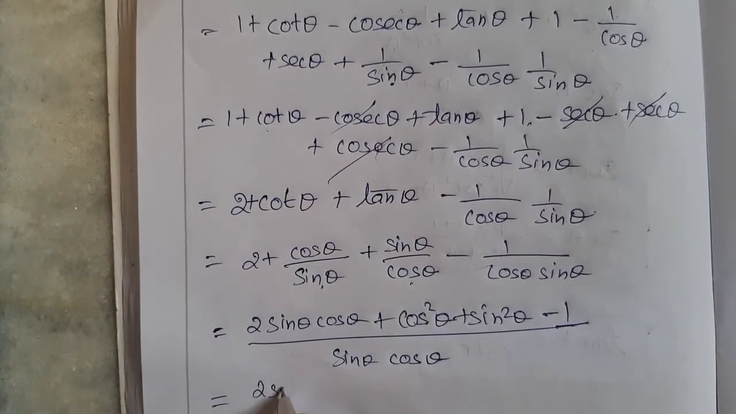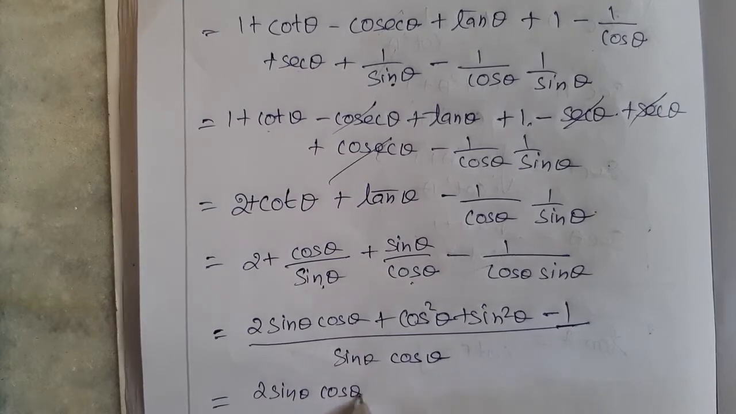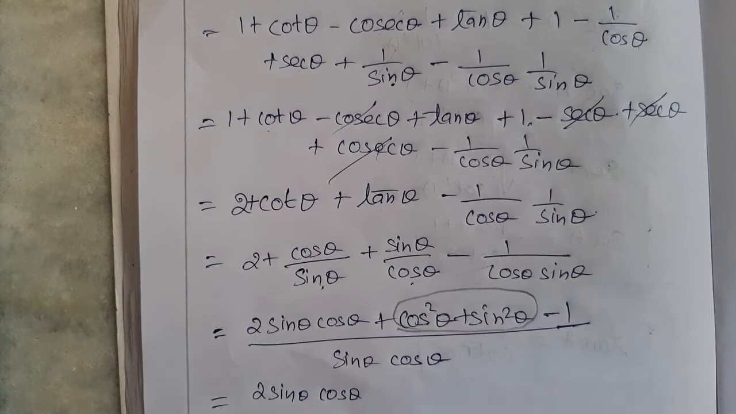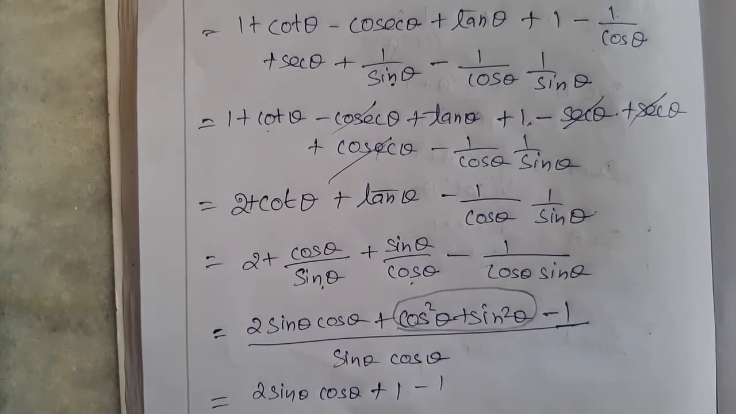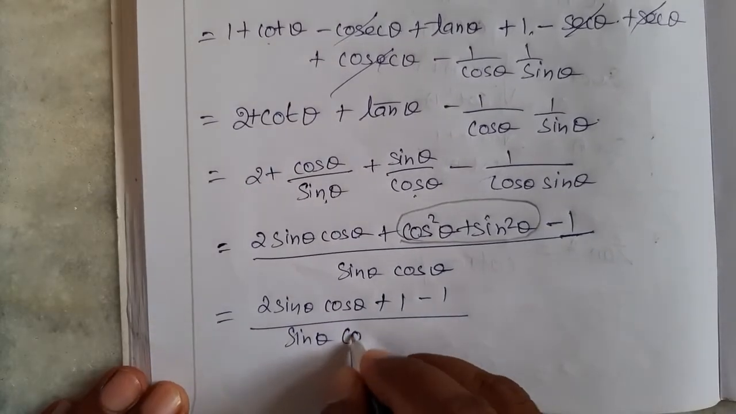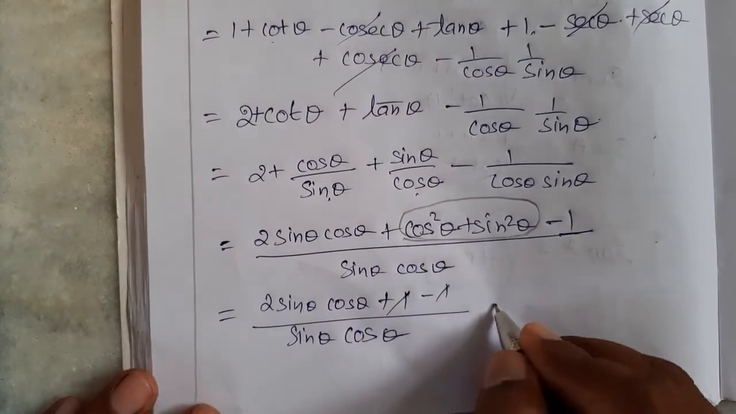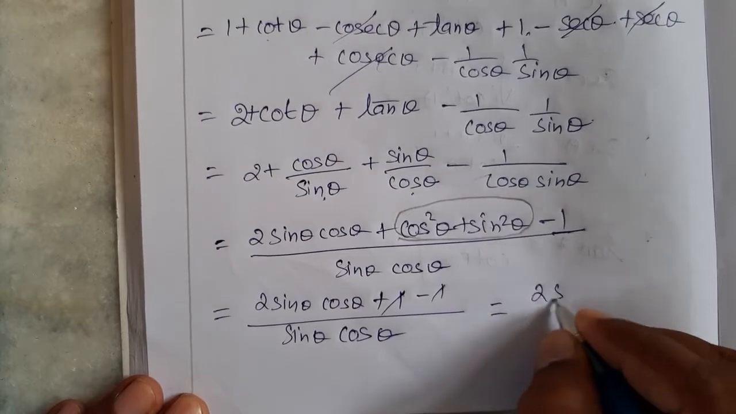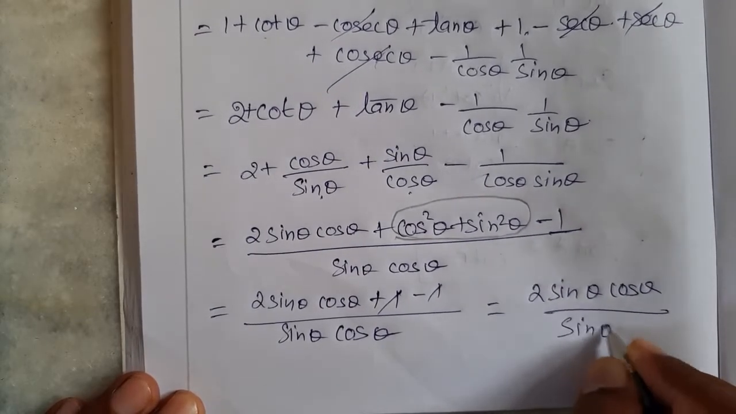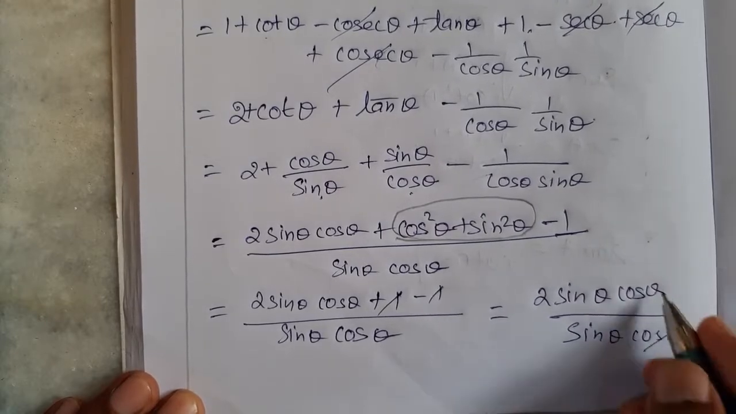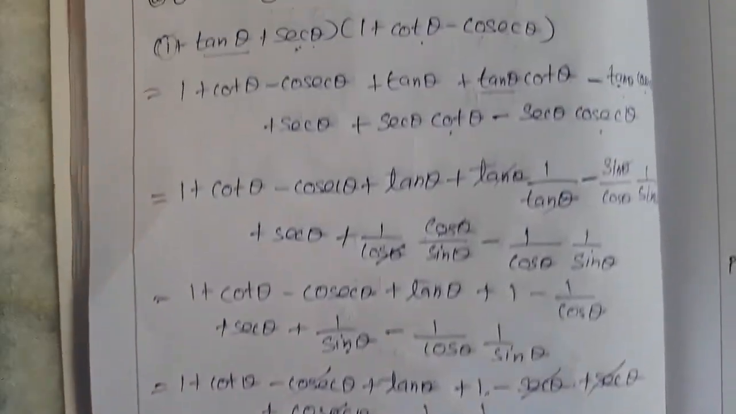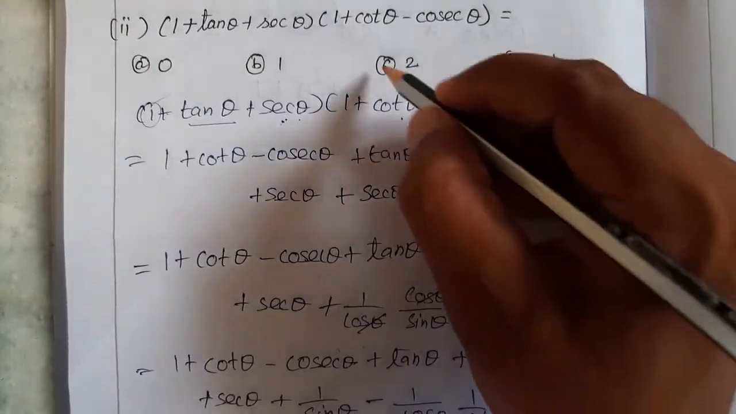So here we will be getting 2 sin theta cos theta, but you can compare these. We will be getting the identity sin square theta plus cos square theta is equal to 1. So plus 1 minus 1 divided by sin theta cos theta. Plus 1 minus 1 we will get as 0, and the rest will be 2 sin theta cos theta divided by sin theta cos theta. So sin and cos cancel. The answer is 2. So we get the final answer as 2. So it's just easy.